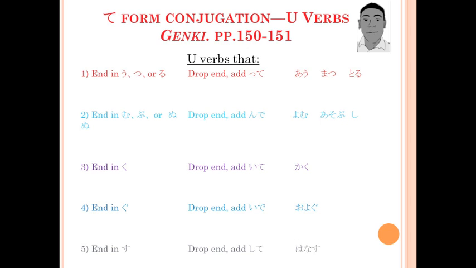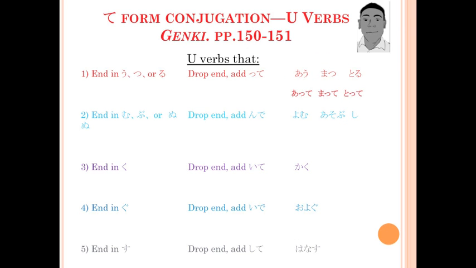Group number 1. For u verbs that end in u, tsu, and ru, we drop the final syllable and add te. Take au, a verb that means to meet, for example. Au is a u verb that ends in u. So the first thing we do is drop the u. This leaves us with a. For verbs that end in u, tsu, and ru, we add te. If we add te to a, this gives us the te form of au, atte.